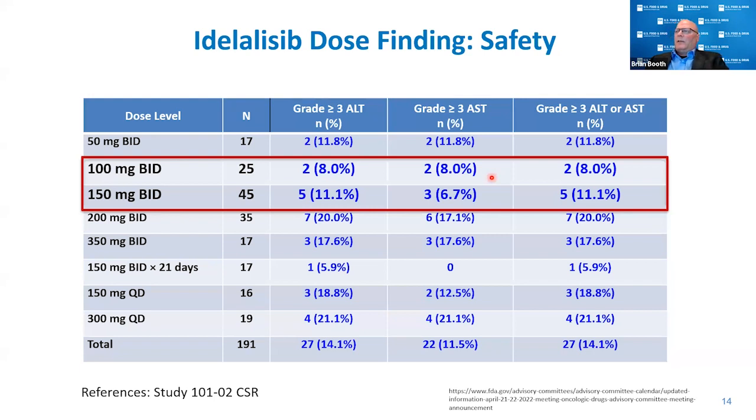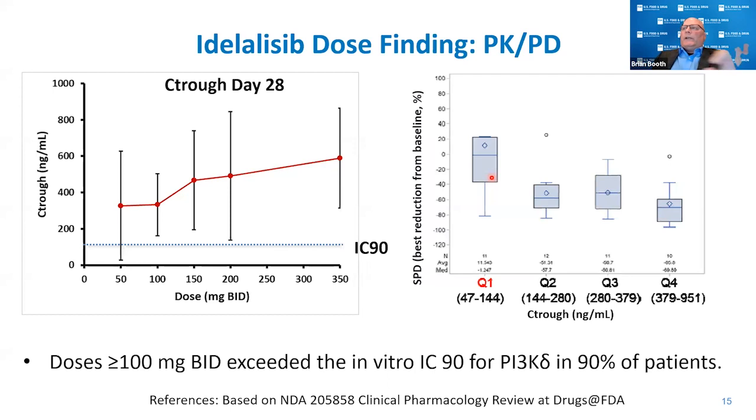Okay. Well, moving along, when we got the NDA, this is some of the information that we had, okay? And I think it's a little instructive. So this figure here shows us the C trough concentrations for the different doses of the drug. And you can see they're above the IC90 for the PI3K delta enzyme, okay? So at the 150 milligrams, you're above that. You're also above that at 100. And arguably, maybe even 50, you're above that IC90 most of the time.